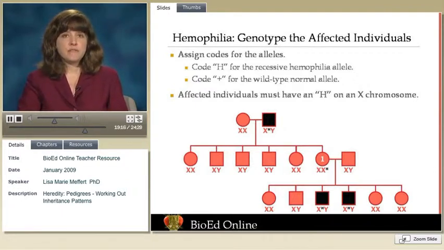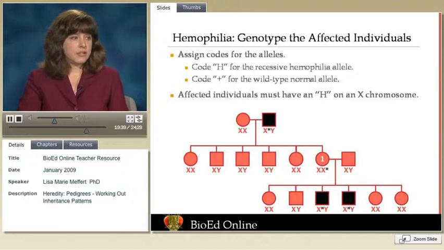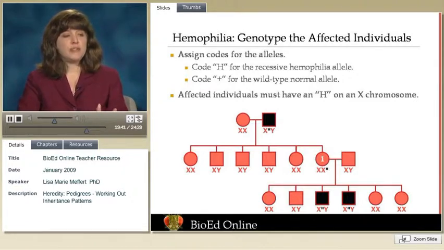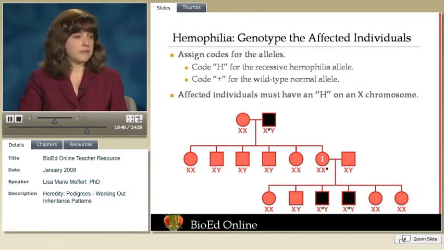Well, there's another convention that if you're talking about a disease trait, and we did this with the normal and the hairy ears, is that you assign the code for the disease trait, in this case using an H for hemophilia, and then use a plus for wild type. And wild type comes from a tradition of looking at what is the most prevalent phenotype or allele in the population, and that's called the wild type allele. So most often people have the wild type normal allele because they don't show this disease trait, okay?